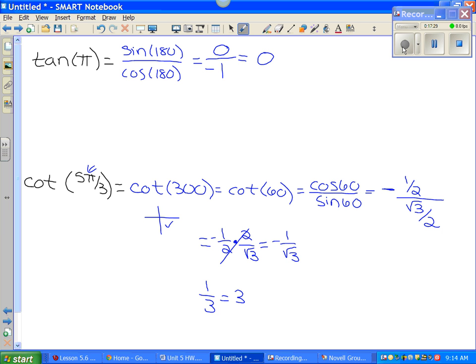Do I like the way that looks, though? Why? Radical in the denominator. I don't want that. How do I fix it? Good. Multiply by that conjugate, right? Negative radical 3 over 3. Okay.